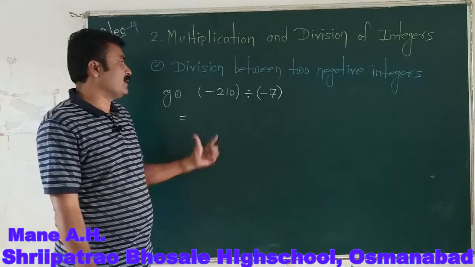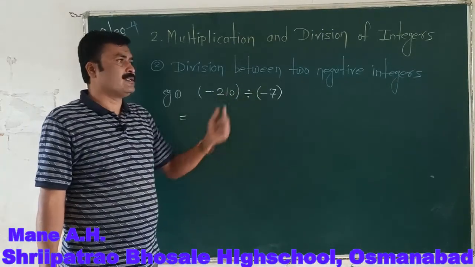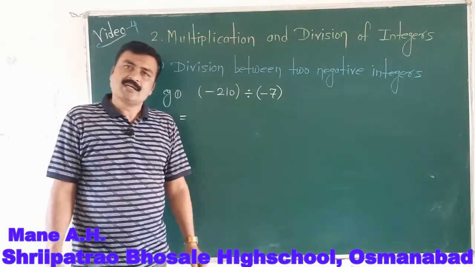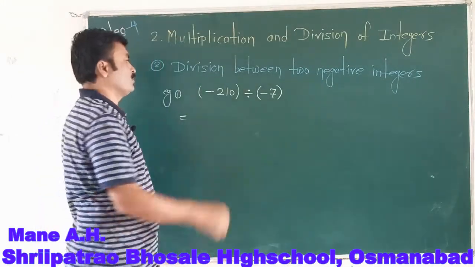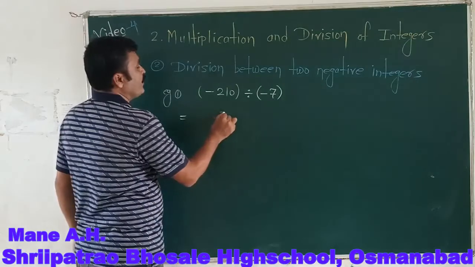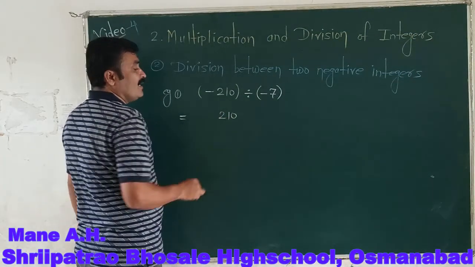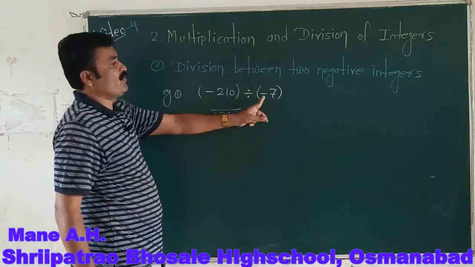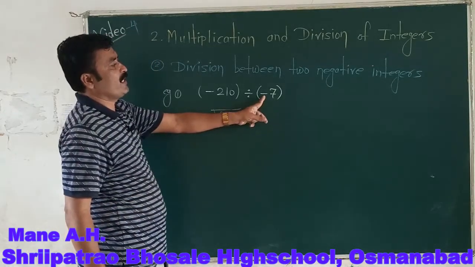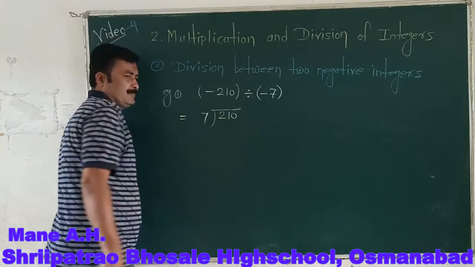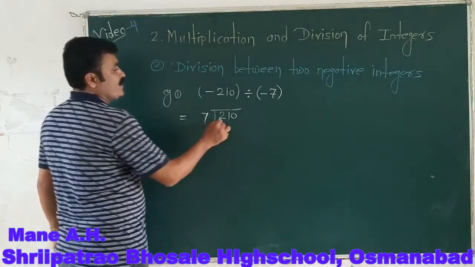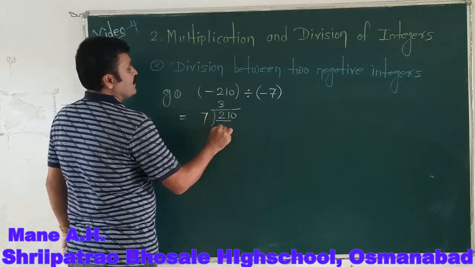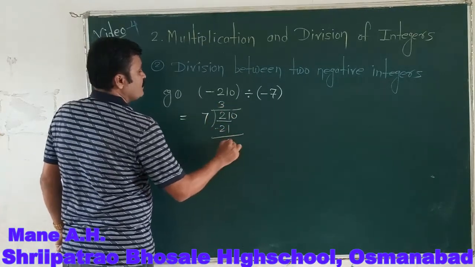भागाकाराची क्रिया करून पाहताना या दोन्ही इंटिजर्स, दोन्ही पूर्णांकांच्या ज्या चिन्हविरहित किमती आहेत मॅग्निट्यूड, यांच्यामध्ये मी अगोदर भागाकार करतोय. So magnitude of minus 210 is 210 and it is divided by magnitude of minus 7. Magnitude of minus 7 is simply 7. Now let's take the division. 21 divide 7, 7 3s are 21, remaining 0.